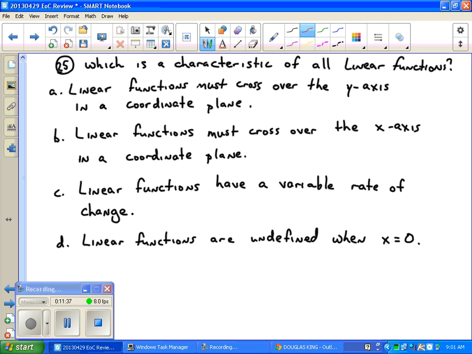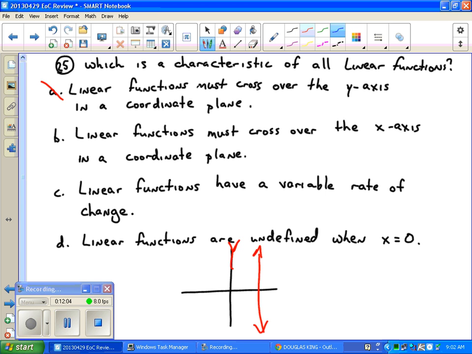Then the last one says, what is a characteristic of all linear functions? It says they must cross the y-axis in a coordinate plane. Well, let's look and see. If we have ourselves a plane that looks like this, it says they must cross the y-axis. Well, we know that this one right here is the y-axis because it gives us a big capital Y. We can have a line that is a vertical line that goes straight up and down. That will never cross the y-axis. So this isn't true of all linear equations.